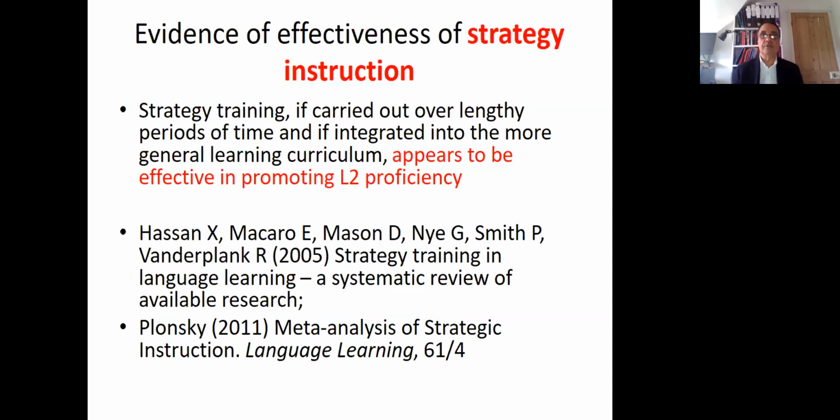As I said, there is evidence that strategy training or strategy instruction, if carried out over a lengthy period of time, and if it's integrated well into the general curriculum, does seem to be fairly effective in promoting language learning proficiency. A couple of systematic reviews and meta-analyses do suggest a pretty good outcome of teachers trying to get their students to be more strategic.